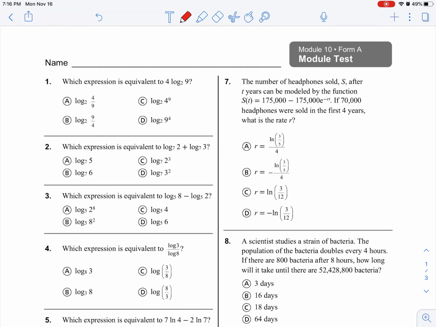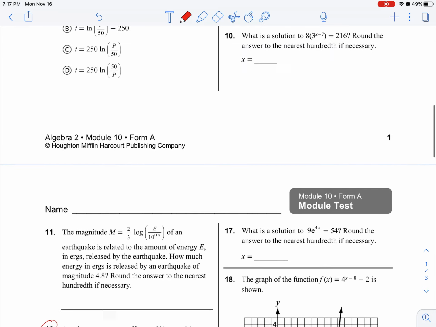Hey Ellie, this is Mr. Lin. Luckily for you, you get your very own video. So I just got your email. You said you were struggling with number 7. This is on mod 10 and 12.